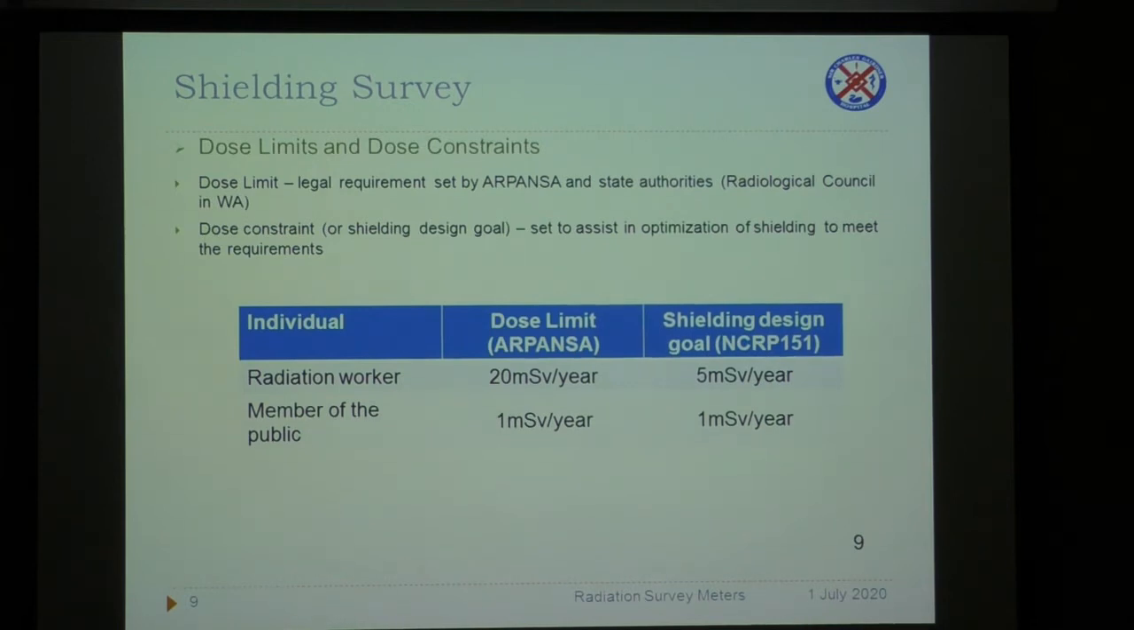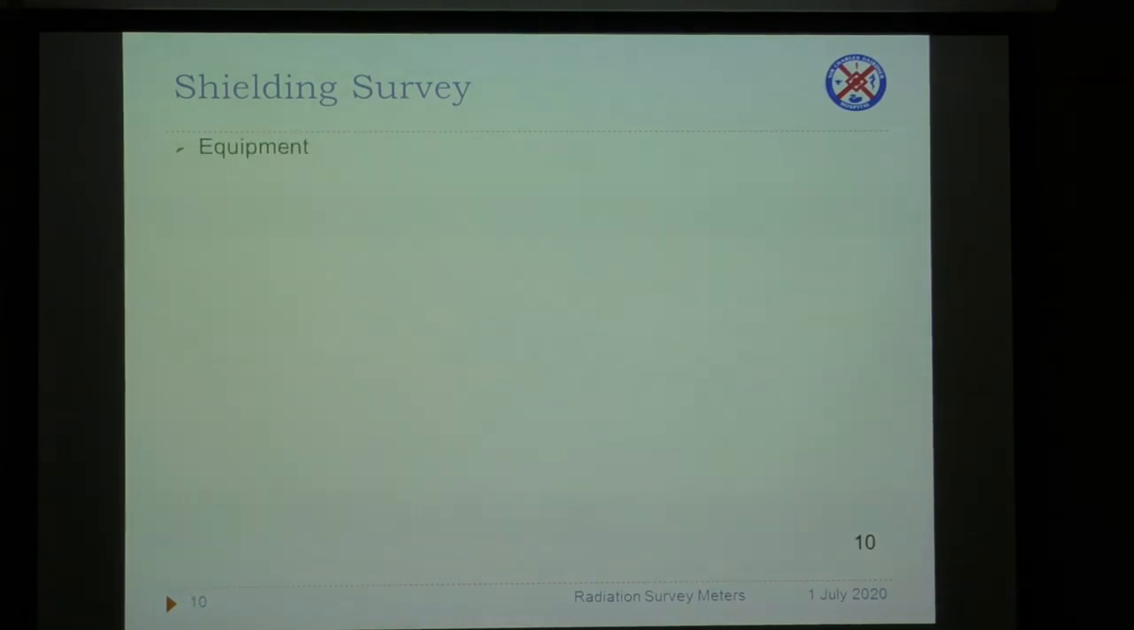NCRP recommends 5 millisieverts a year for radiation workers and 1 millisievert a year for members of the public. So they recommend you do this when you do your shielding calculations. I'm not going to talk about how to do shielding calculations, I'm just going to talk about how to use survey meters to determine the adequacy of your shielding.